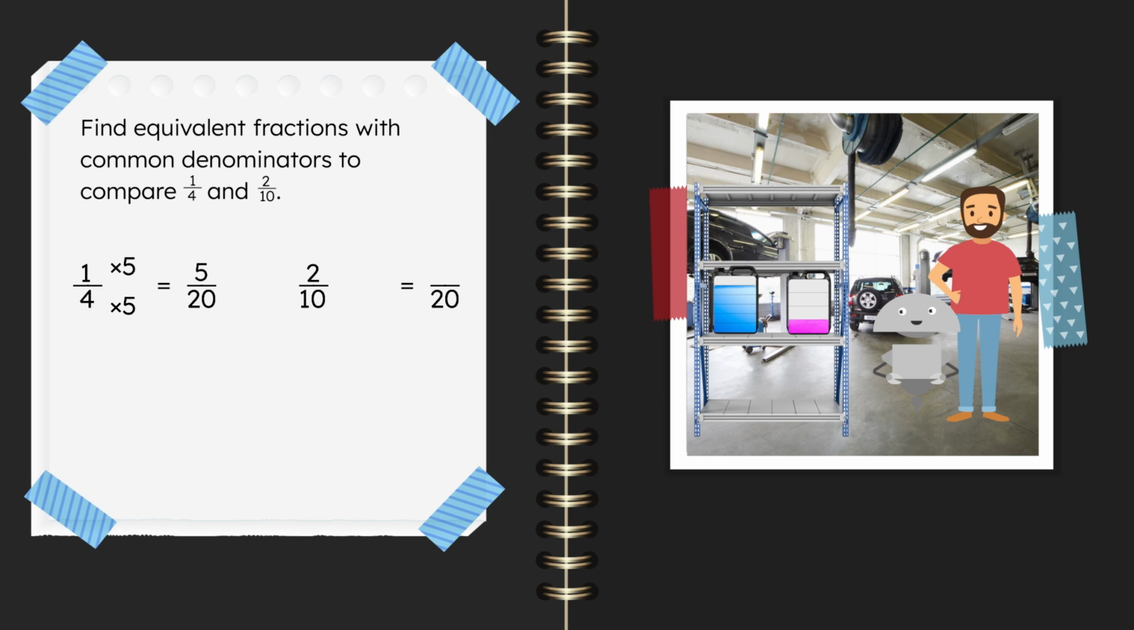That gives us 5/20. For 2/10, we multiply the numerator and denominator by 2, since 10 times 2 is 20. That gives us 4/20. Now we can compare. 5/20 is more than 4/20, so 1/4 comes next, followed by 2/10. In descending order, the fractions are 5/6, 1/4, and 2/10.